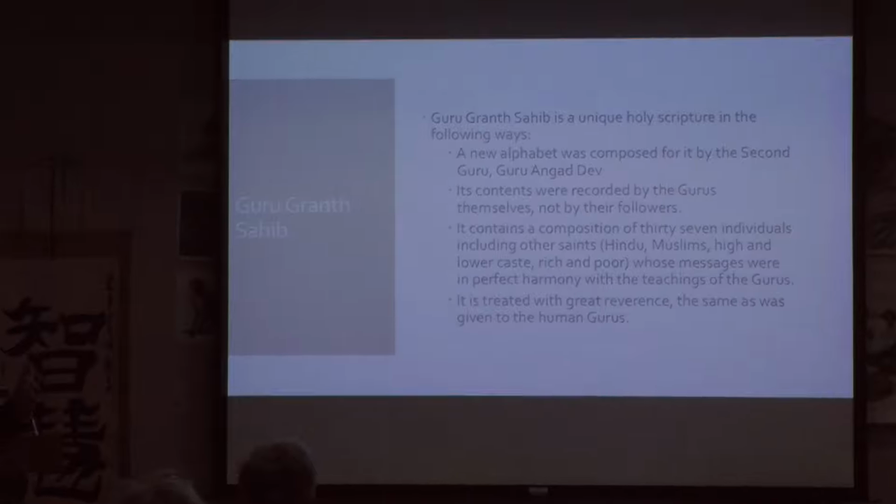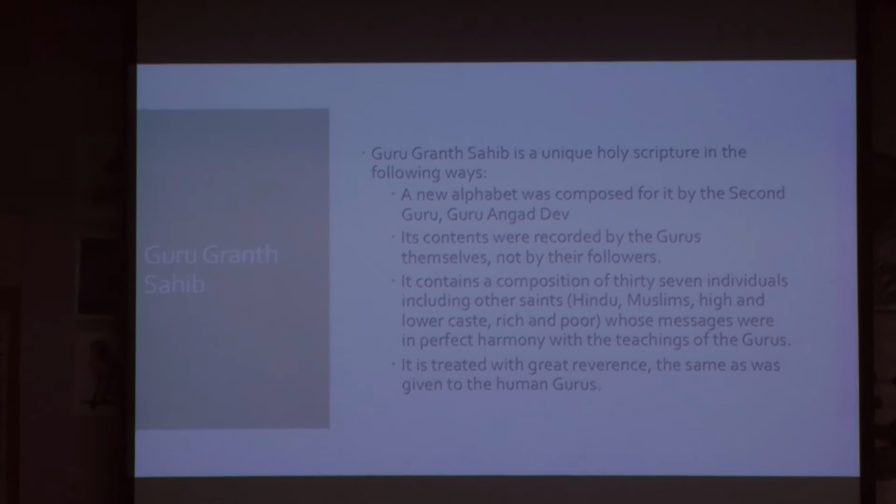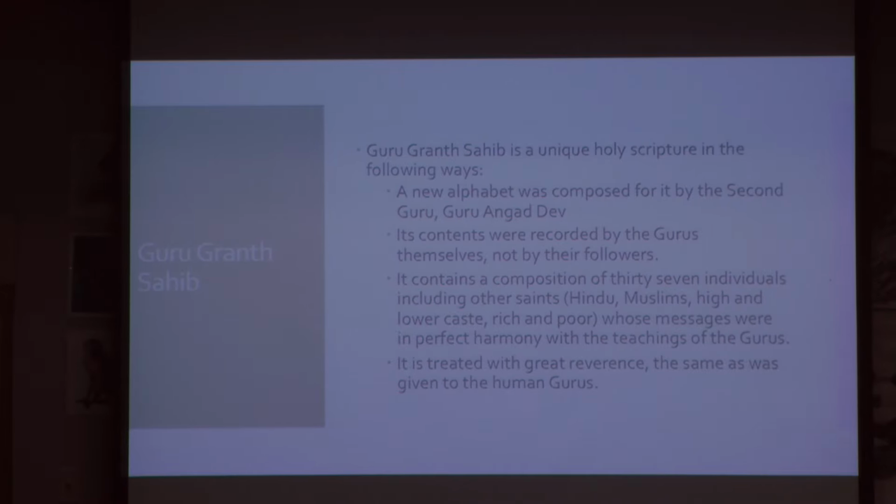It all says be a good human being, be nice to others, take care of the society where you live. As mentioned earlier, it contains compositions of 37 individuals, including other saints from other faiths, rich, poor, and basically it gives a message of perfect harmony with the rest of the society, and treating everybody equal.